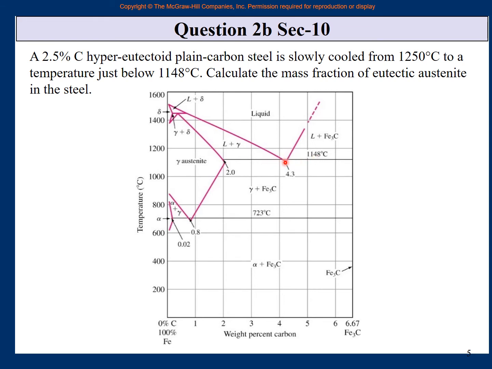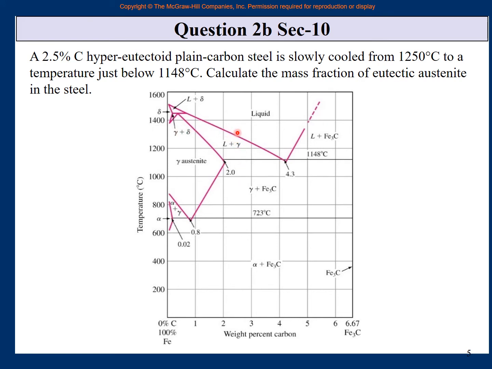So just below this line. And earlier you are at 1250, right? So you are somewhere at 1250. And 2.5% carbon hyper-eutectoid. You know, this is the eutectoid steel. So below this is hypo-eutectoid. After this is hyper. So 2.5. This is 2. This is 3. So your vertical line is from here. So this is that.